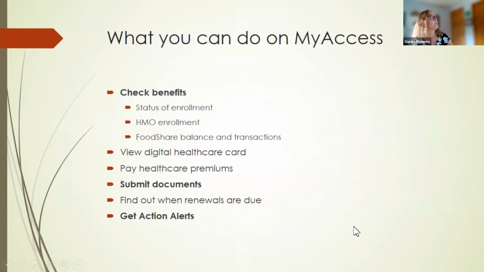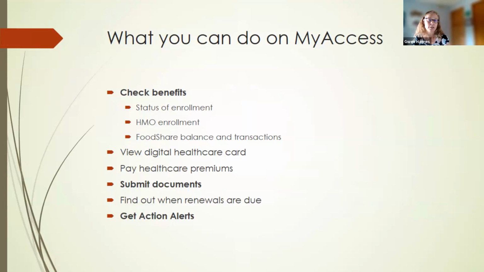What can you do on MyACCESS? You can check your benefits. So if you've applied for healthcare, for example, you can check the status of your enrollment. Has your application been completed? You can check your HMO enrollment. So if you chose group health, are you enrolled in group health now? And you can check your FoodShare balances and transactions. So if you want to check how much money you have on your FoodShare card before you go to the store, you can go in the app and check that out.